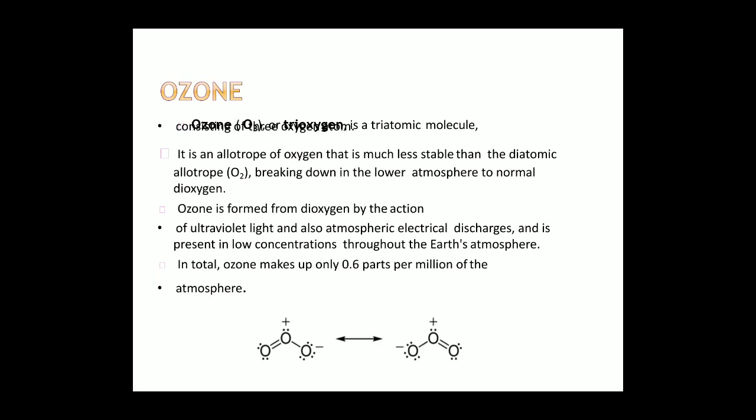These are the two structures of ozone. On one side, a one minus charge is there, and this is a resonating structure. On the other side there is a minus charge.